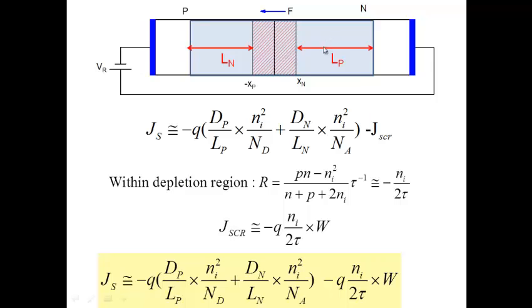Electron-hole pairs are being generated and they get separated. The electrons move towards the N side, the holes move towards the P side. And that's how the current flows. Let's look at the values here, typical values.